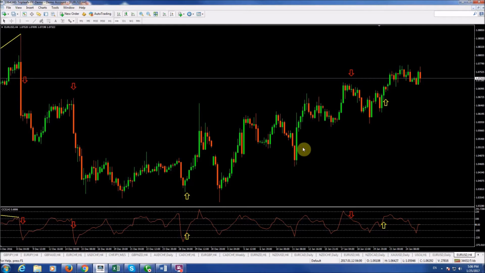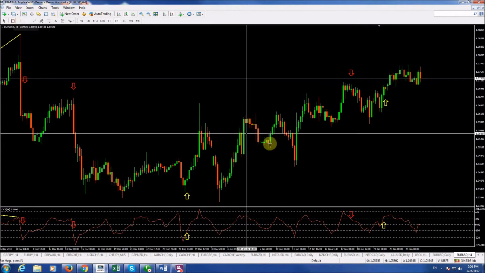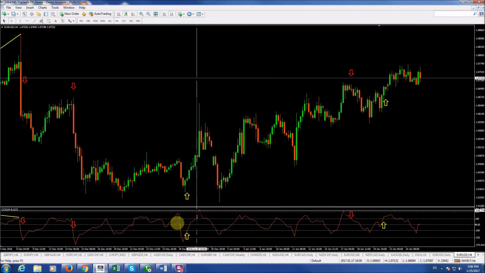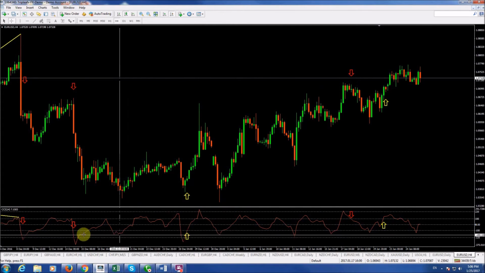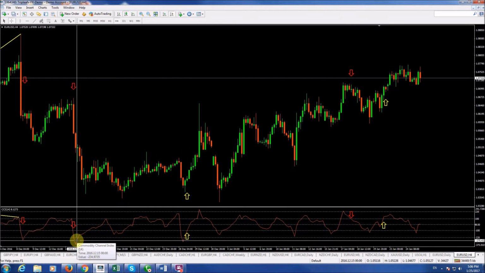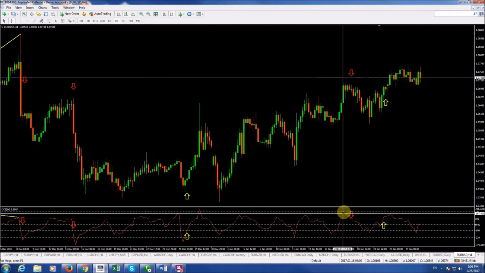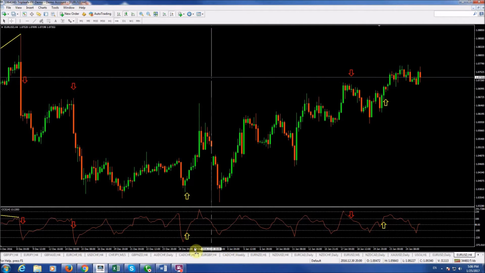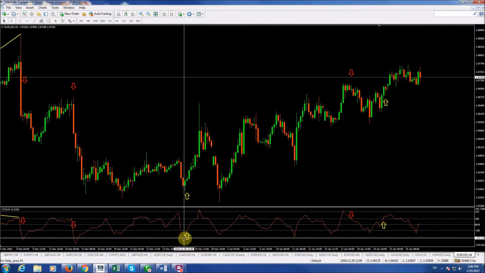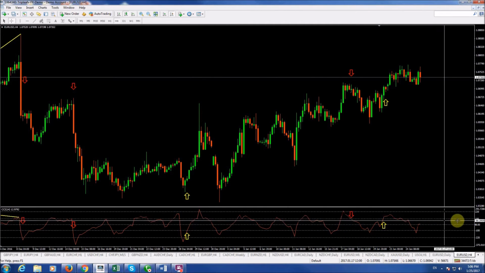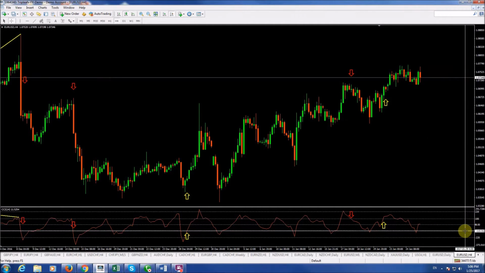Now, CCI is relatively high when prices are far above their average, and CCI is relatively low when prices are far below their average. In this manner, CCI can be used to identify overbought and oversold levels, as you can see on the arrows I draw here. Traditionally, the levels are 100 and minus 100.